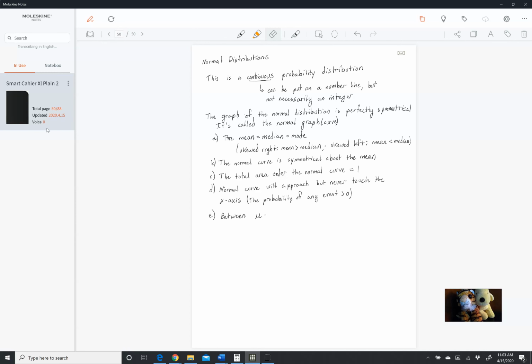So remember, mu is the mean. So this is saying 1 standard deviation to the left of the mean. And this is saying 1 standard deviation to the right of the mean.